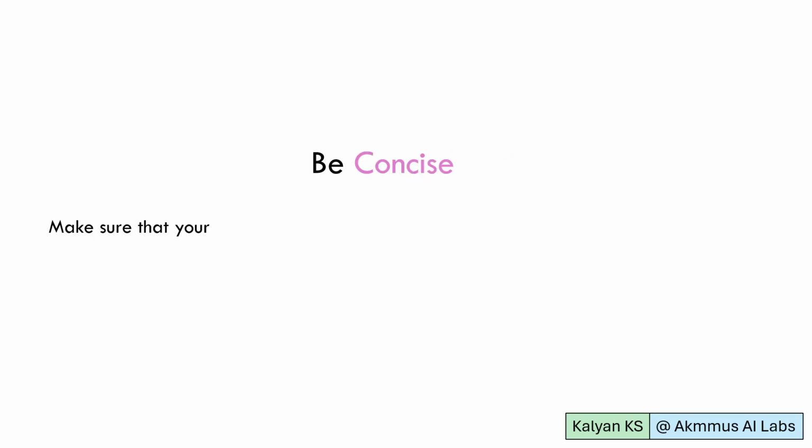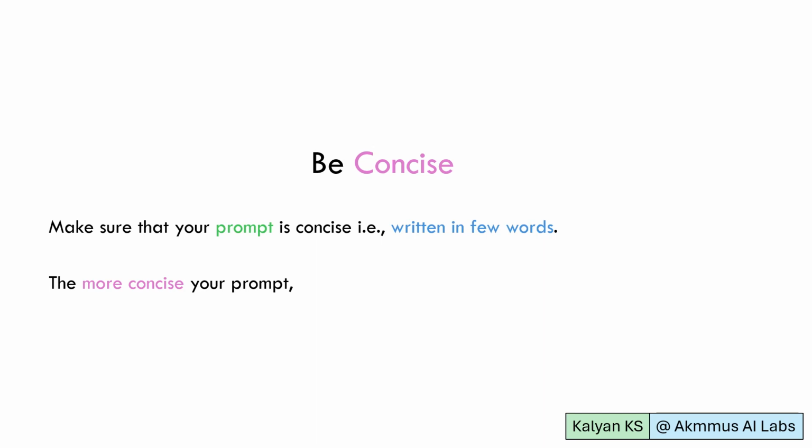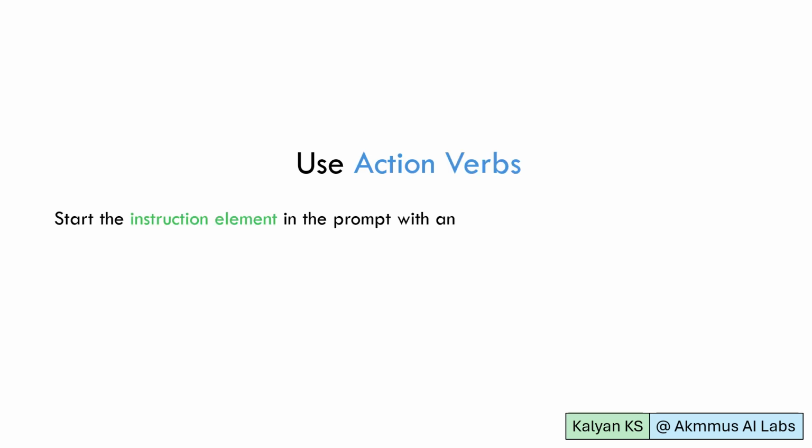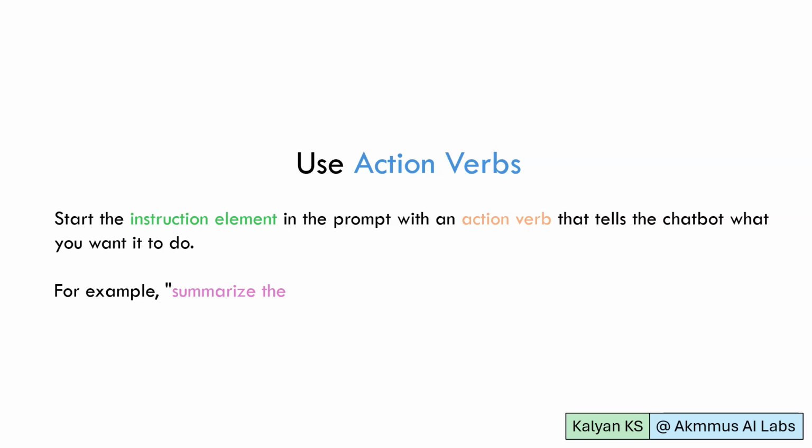The second tip is be concise. Make sure that your prompt is concise, that is, written in a few words. The more concise your prompt, the better the chatbot will understand your prompt. The third tip is use action verbs. Start the instruction element in the prompt with an action verb that tells the chatbot what you want it to do. For example, summarize the given text, write a poem, or generate a tweet.